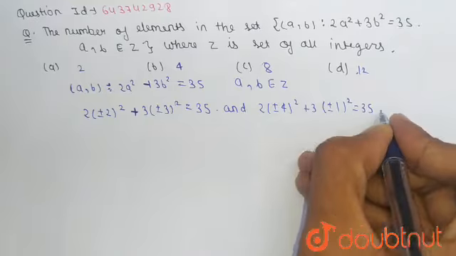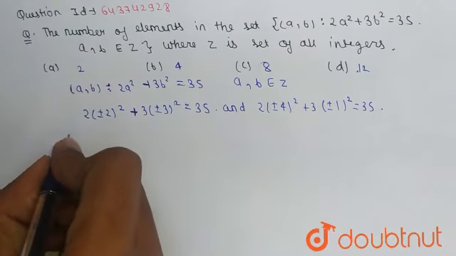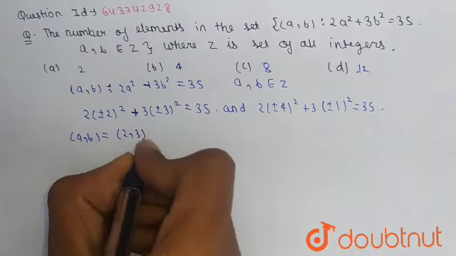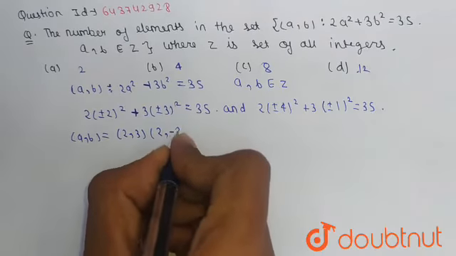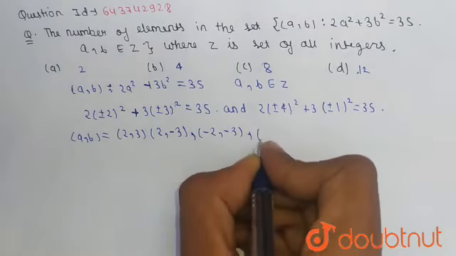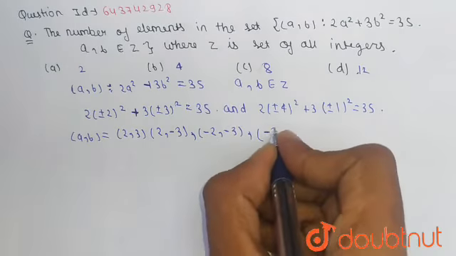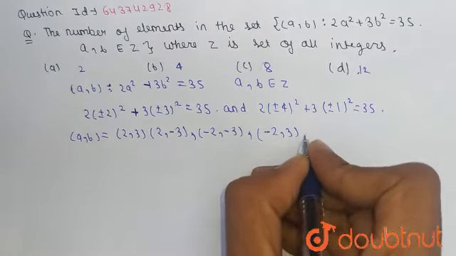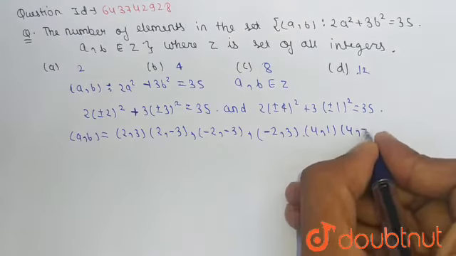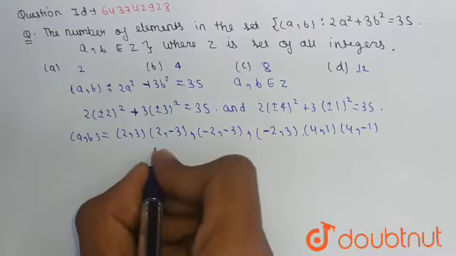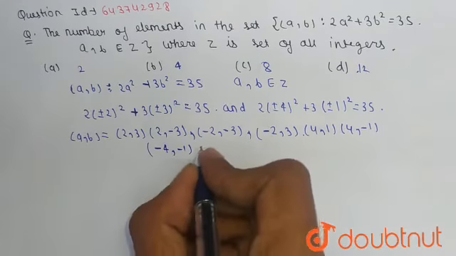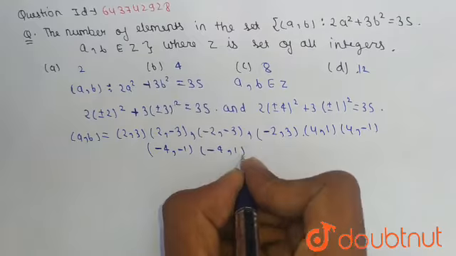So from this we get (a, b) = (2, 3), (2, -3), (-2, -3), (-2, 3), (4, 1), (4, -1), (-4, -1), and the last one is (-4, 1).